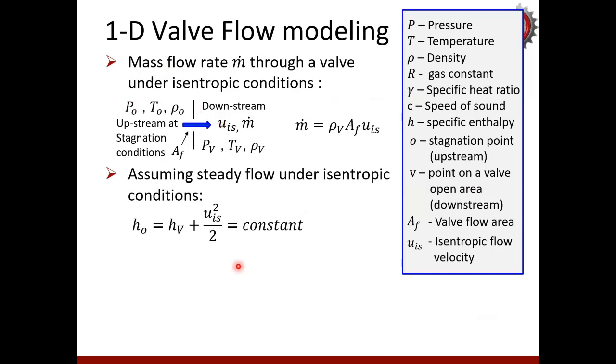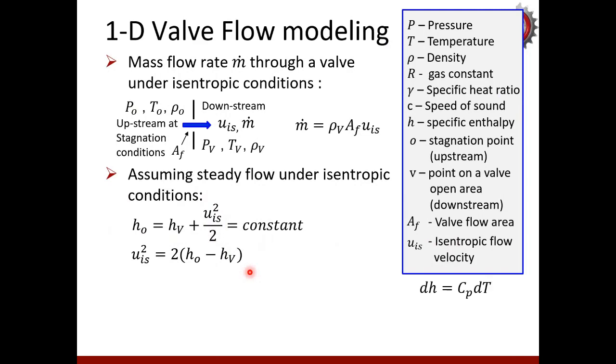we know that at the stagnation point, all the kinetic energy is transformed into internal energy and the pressure volume work. This is the enthalpy, specific enthalpy at the valve throat, and this is the isentropic flow velocity. So the square of the isentropic flow velocity will be this.